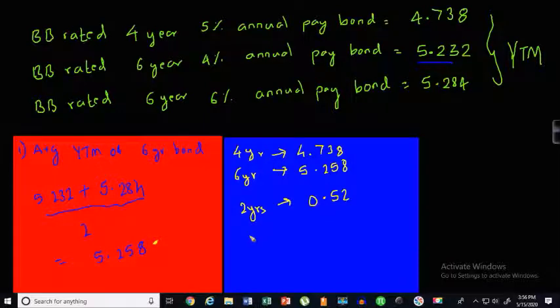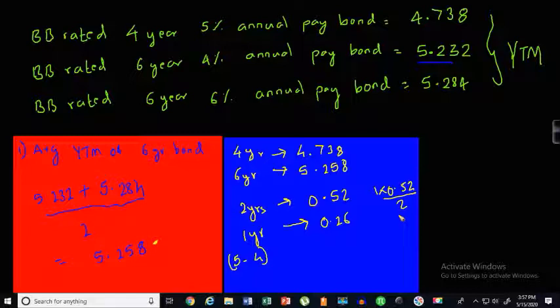So we are concerned about the incremental 1 year. And how do we get this 1 year? We have a 5-year bond and we are reducing the 4 years from it, so we get 1 year. So for 2 years, if I'm getting 0.52, for 1 year I should be getting 0.26. Right? How did I get 0.26? It is nothing but 1 into 0.52 divided by 2. That's it.